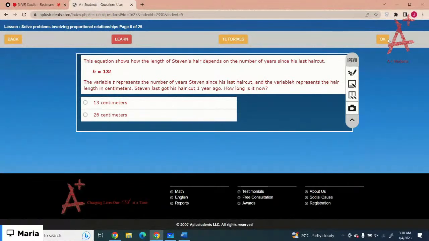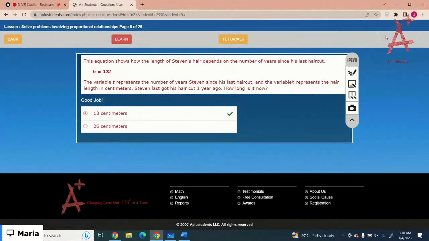1 times t equals 1, so 1 times 13 equals 13. That means if his last haircut was 1 year ago, he now has 13 centimeters of hair. Got it? So the correct option is 13 centimeters. So just select the correct option and click on the OK button.